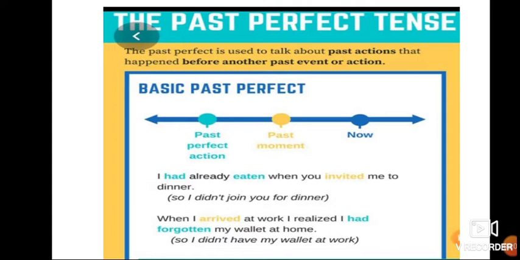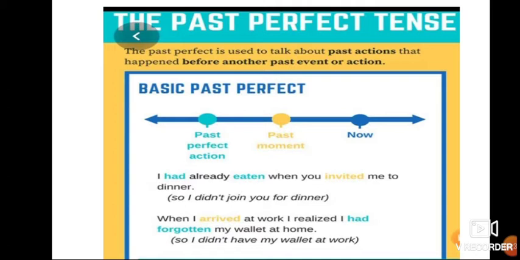I had already eaten means something which has happened way past. Another past event. So, you invited me. That had already happened. But I had already eaten a long time ago, before you invited me to dinner.